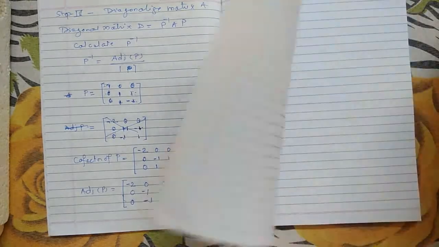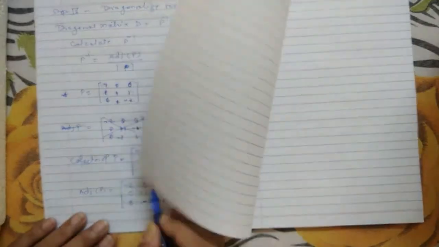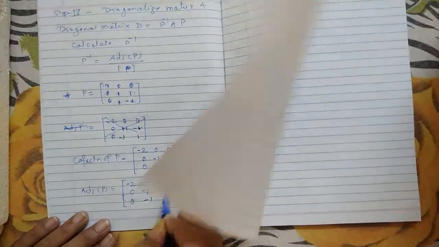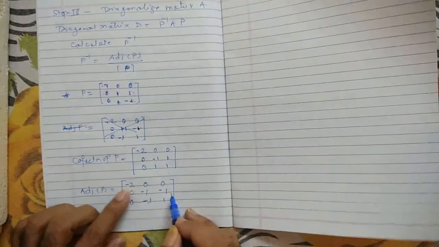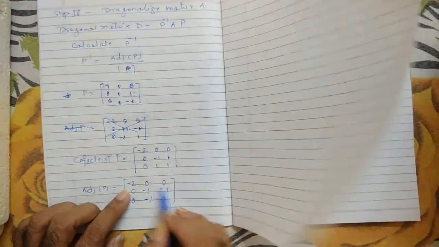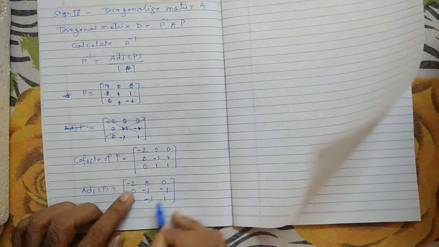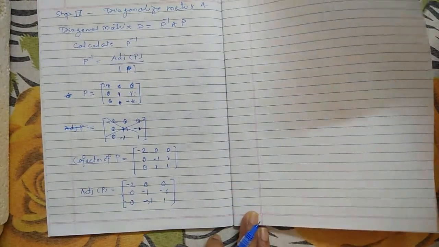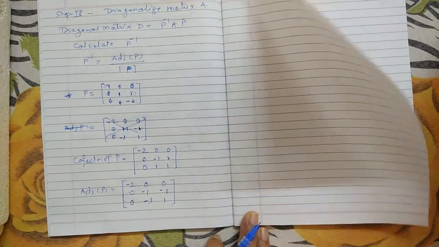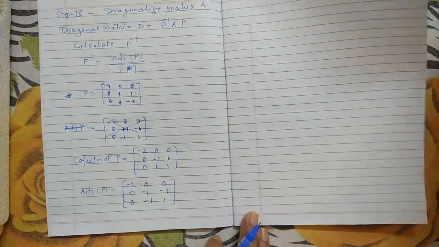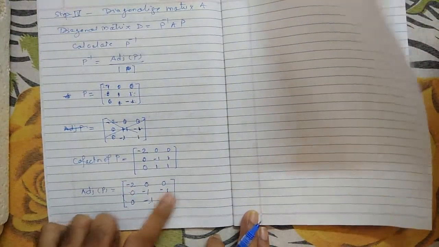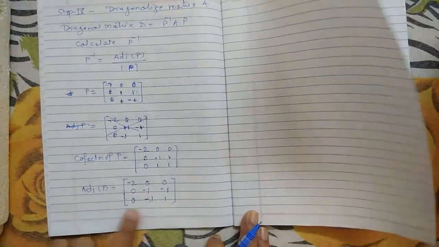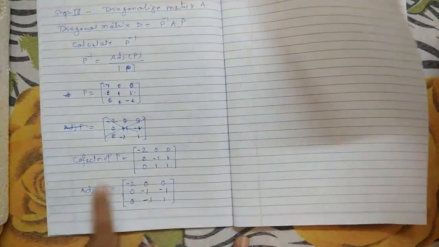Adjunct P. So this way we can convert. This is 1, 2, 3 and 4. We have to change the sign of 0, -1, 0 and 1. So that sign we have to change. So I changed its sign. After changing, what I got is -2 0 0 0 -1 -1 0 -1 1. So this is my adjunct.